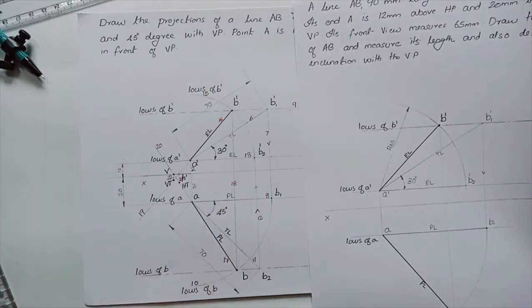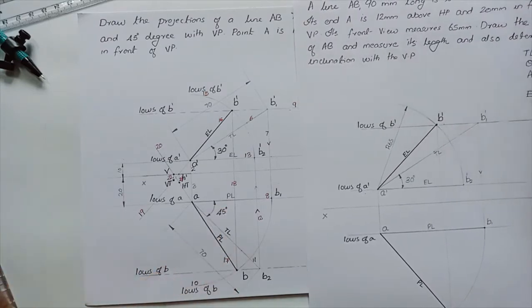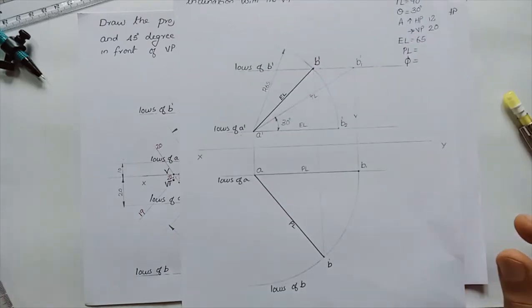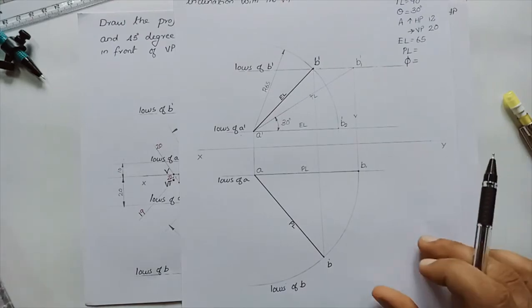So how to find the value of phi, that is the actual inclination with respect to VP here? How can we find it out? So this is how we can do it. There are many methods by which we can find out the value of phi. So let us try out this method.